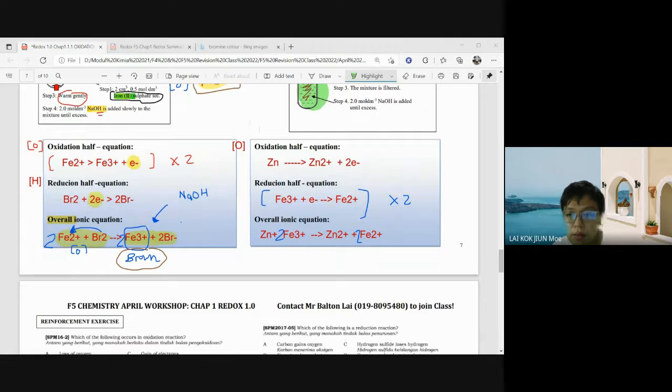FeBr here. It cannot react with the bromide. Cannot. And you use, because we use NaOH inside. We add NaOH into it. Okay. It will react with the NaOH to form the color we want.